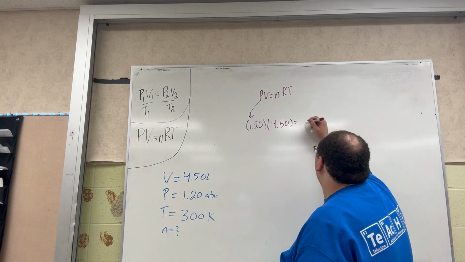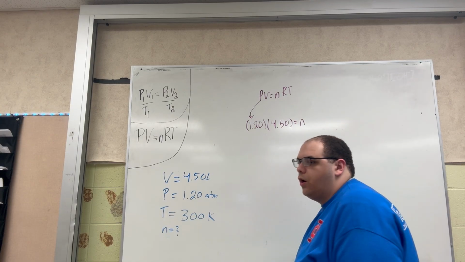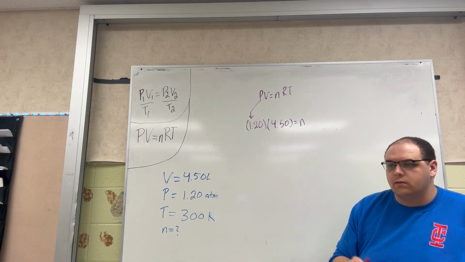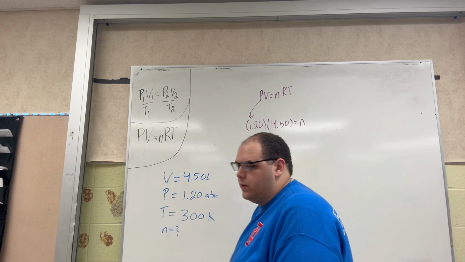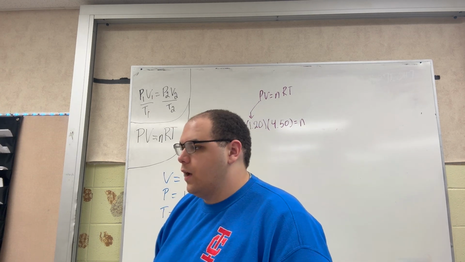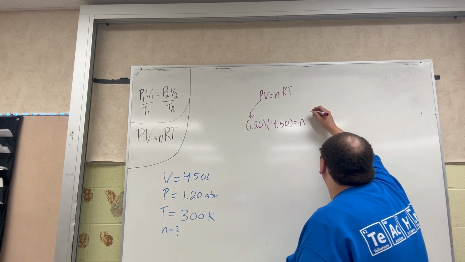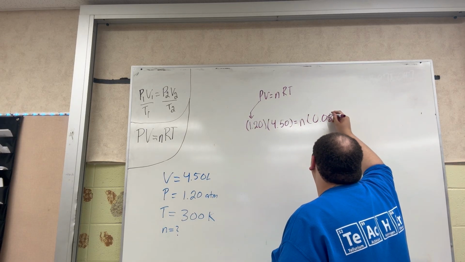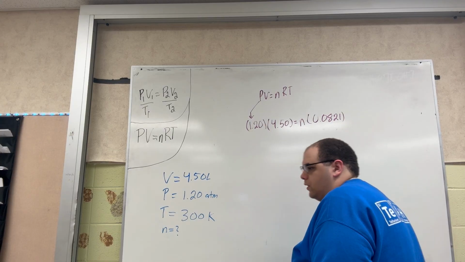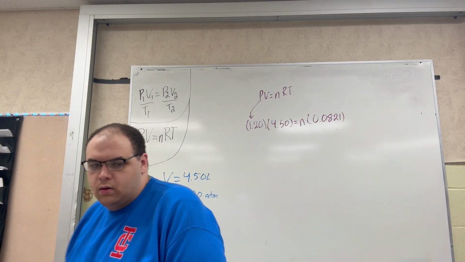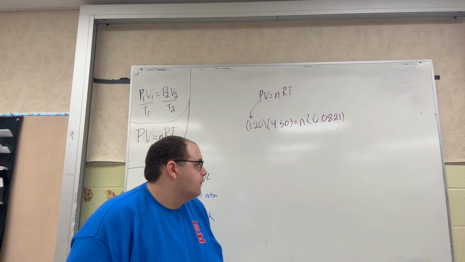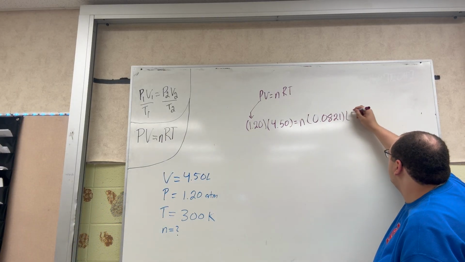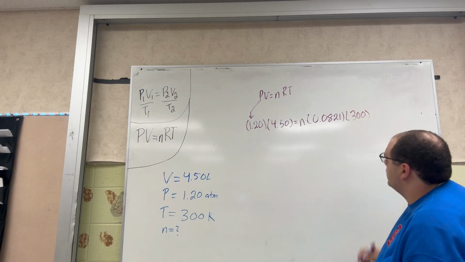I'm solving for moles, but then I have R, and I don't have a number for R. R is your constant. That number is always the same. That's why you wrote it on the first slide. R is the gas constant for atmospheres. It's 0.0821, and it will never ever change. And finally, my temperature has to be in Kelvin. I see that it is, and so I have 300.